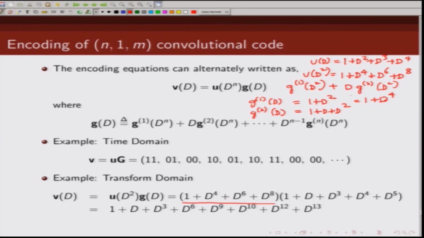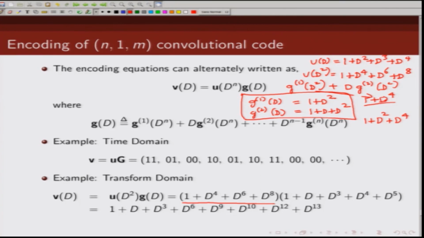and g2(D square) is given by this term. I hope this is clear. g1(D) is given by this. What we are interested in is g1(D square), which will be given by this expression, and we are interested in g2(D square). So this will be given by 1 plus D square plus D 4.